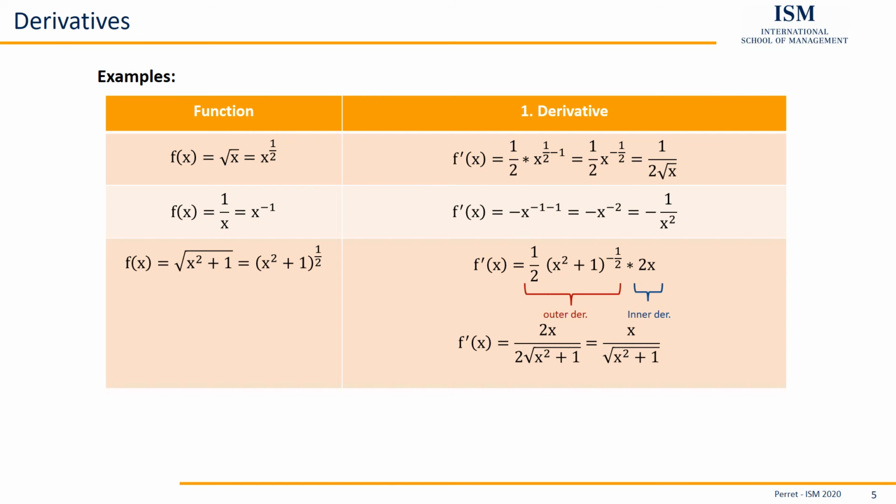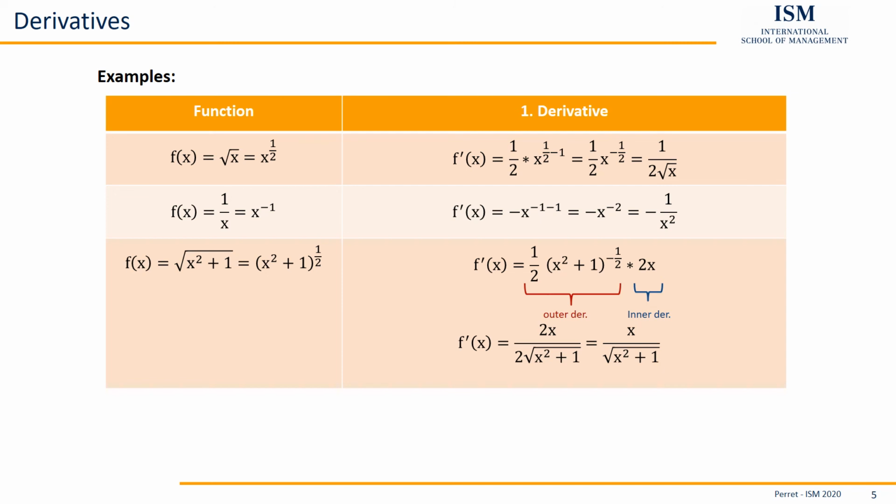Similar to the root, you can also in some ways make your life a bit easier if you have something like 1 divided by x. Because this we can write as x to the power of minus 1. And then, again, you pull the minus 1 in front, so you have minus x to the power of minus 1, again minus 1 on top of this. So you have minus x to the power of minus 2. And that's nothing else than minus 1 divided by x to the power of 2.